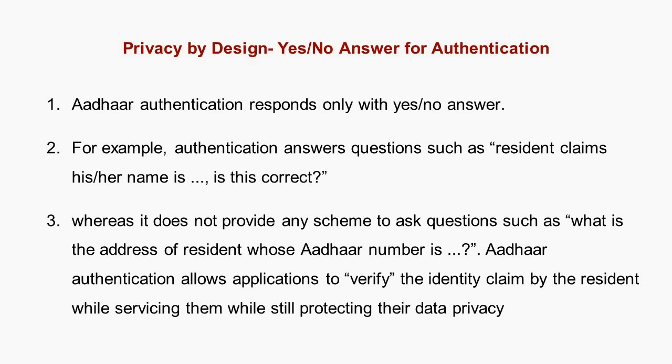Another design aspect of Aadhaar is yes or no answer for authentication. Aadhaar authentication responds only with yes or no answer. For example, authentication answers questions such as: resident claims his/her name, is this correct? Whereas it does not provide any scheme to ask questions such as what is the address of a resident whose Aadhaar number is this. Aadhaar authentication allows applications to verify the identity claim by the resident while servicing them, while still protecting their data privacy.